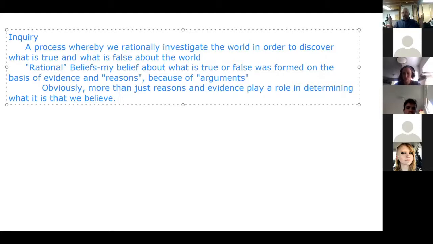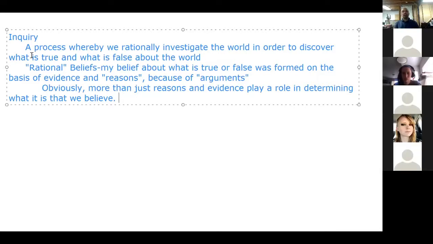And indeed, our beliefs come from all over the place for all kinds of reasons, many of which are not, quote unquote, rational. This is not a problem. This is not a bad thing. But these other sources for our beliefs can get in the way of inquiry if we're not careful.